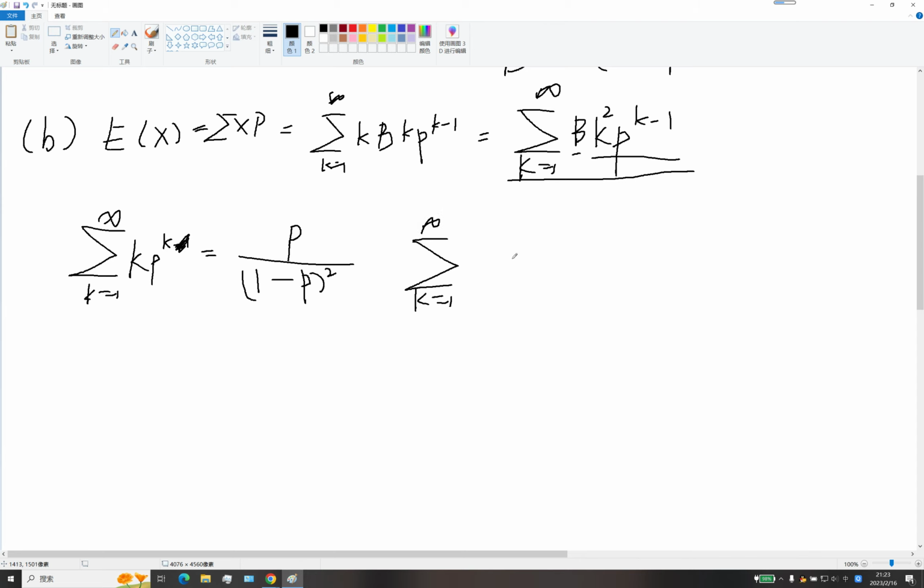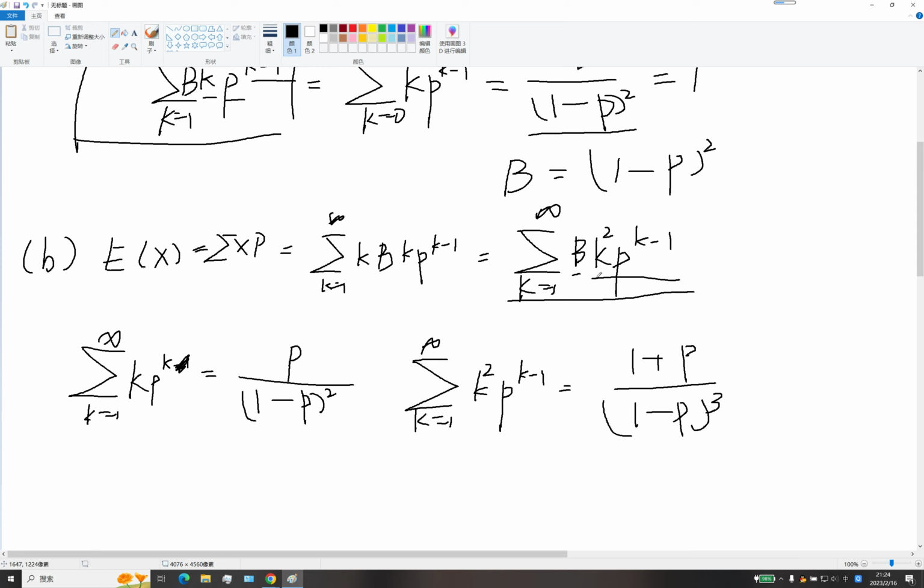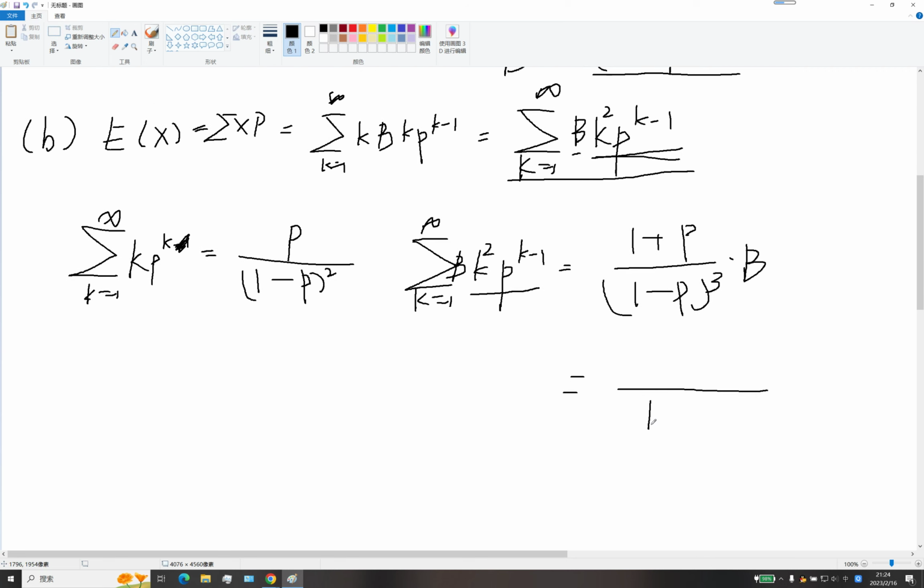Now we can get, so this is k squared p^(k-1), and the right side is this. Now, what we want to get is this part, and now we get it, and we just multiply by b on both sides, and we know that b is this, so just multiply it on. Now we get the answer to question B.